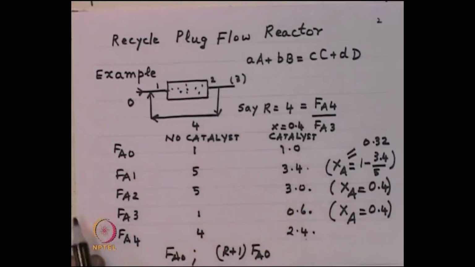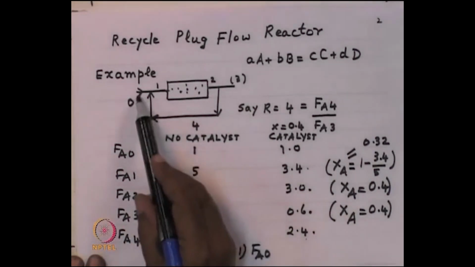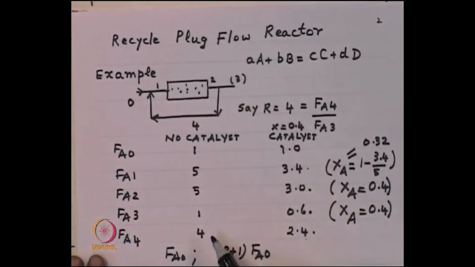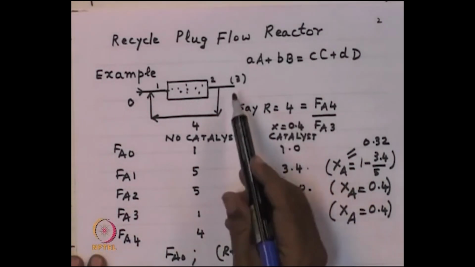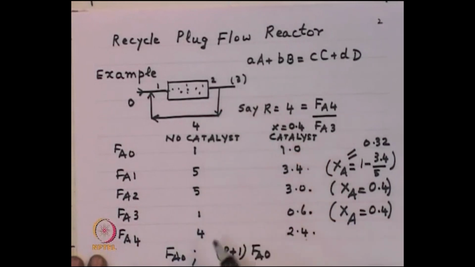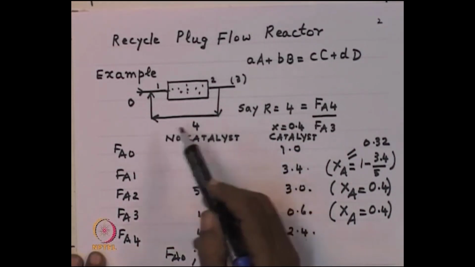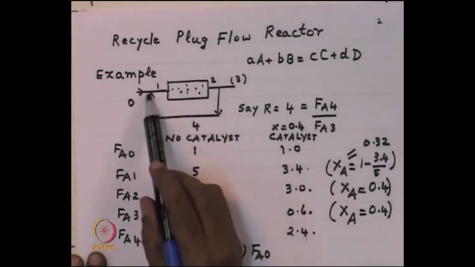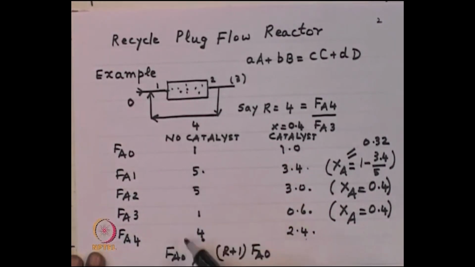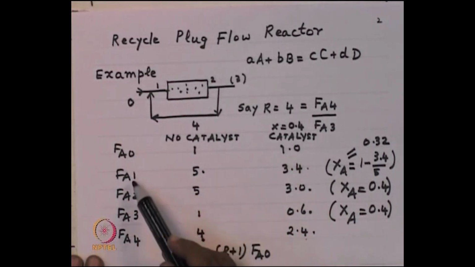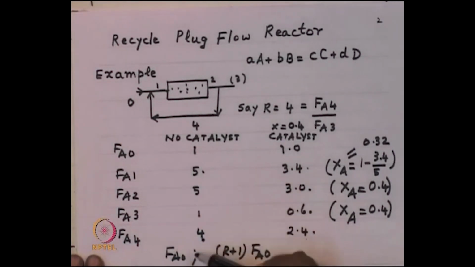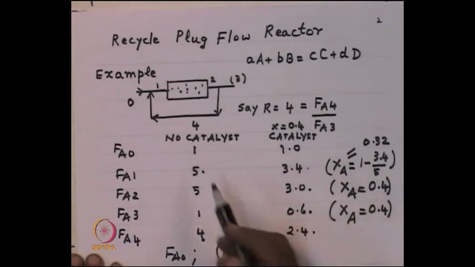I have taken FA0 as 1 and therefore FA3 should also be 1, because whatever comes in must go out. I have taken R as 4, therefore FA4 is 4 times FA3, so FA4 is 4. And there is no reaction, therefore FA1 should be FA0 plus FA4, which is 5. So FA0, FA1, FA2, FA3, FA4 show the number of units that flow through the equipment when there is no catalyst, that means there is no reaction.